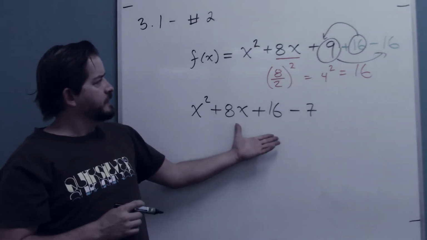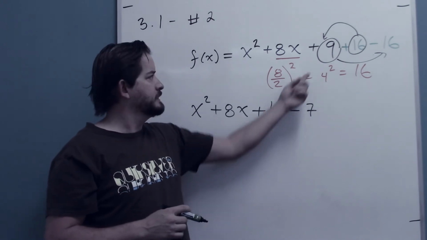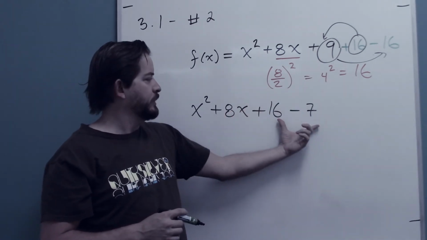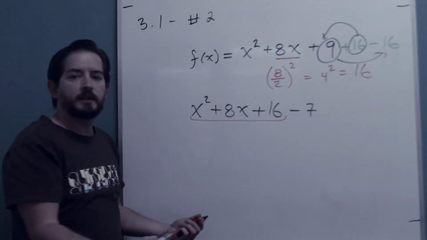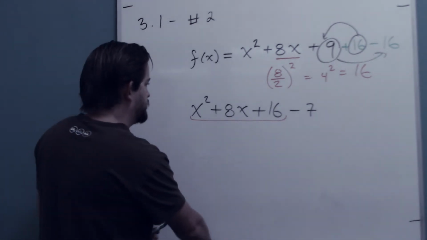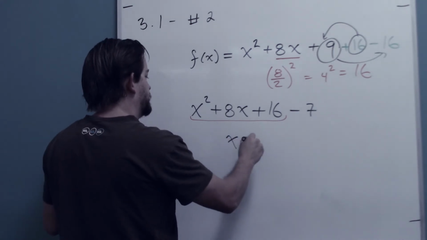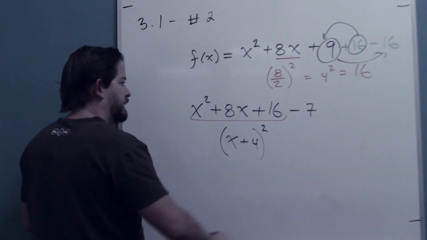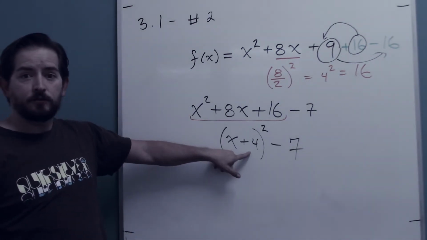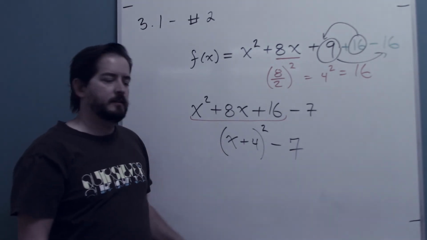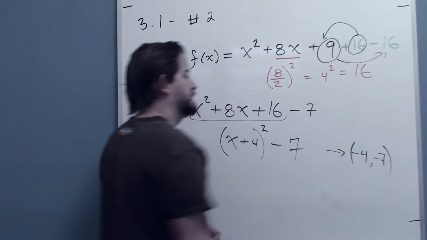And so you see I've still got the same thing. I still have x squared plus 8x plus 16 minus 7, that's still 9, right? I've just rewritten it because this trinomial right here is a perfect square. I've completed my square, right? This trinomial is x plus 4 squared. And then I just have this minus 7 hanging out there. H is negative 4, k is negative 7. And that's my vertex. Okay.